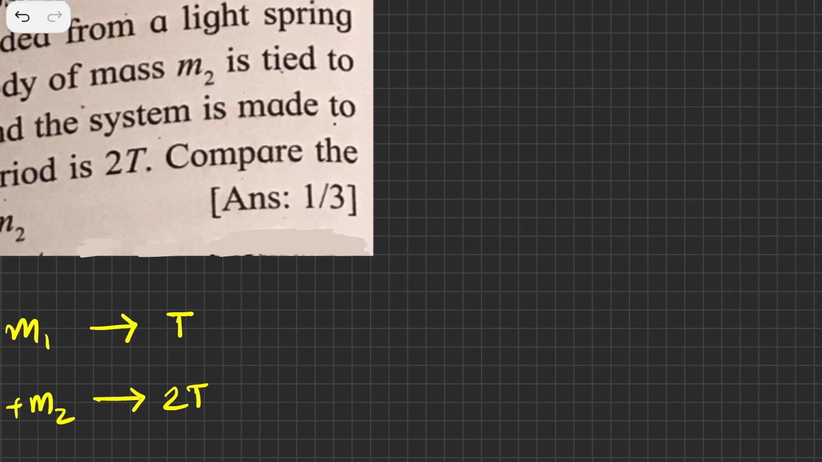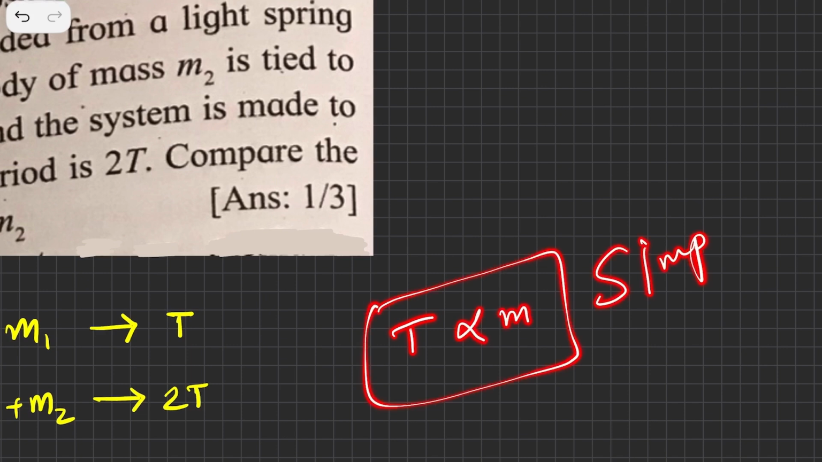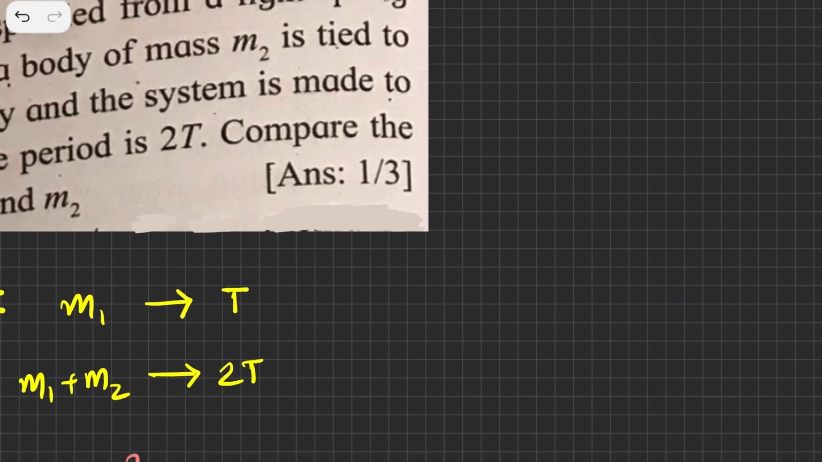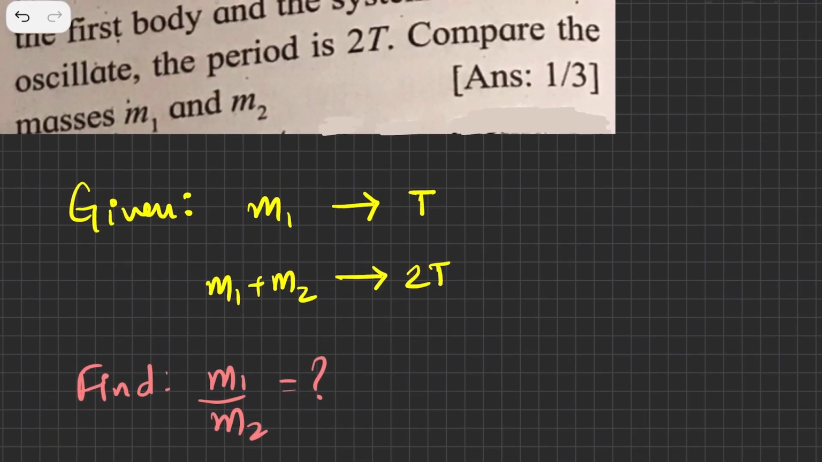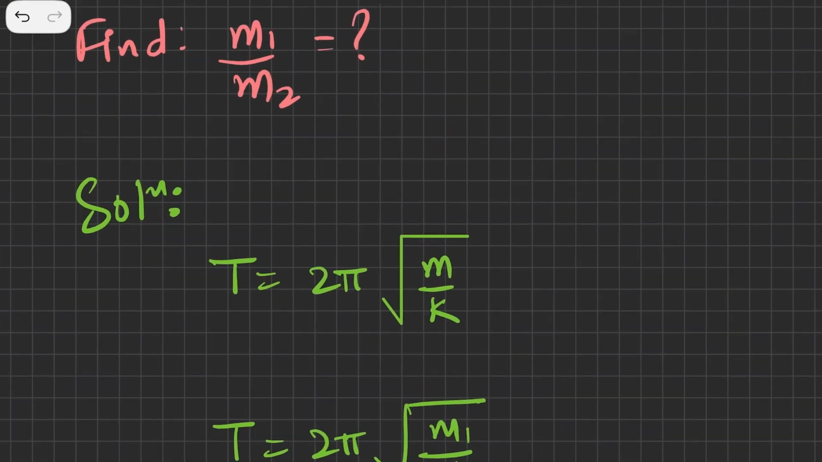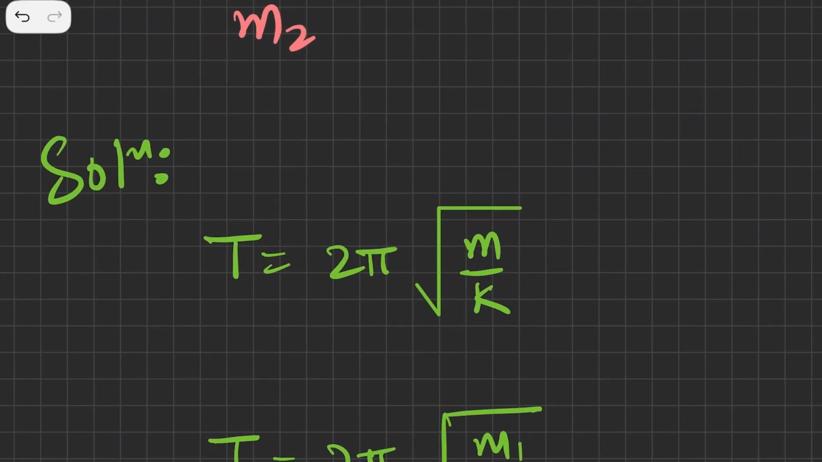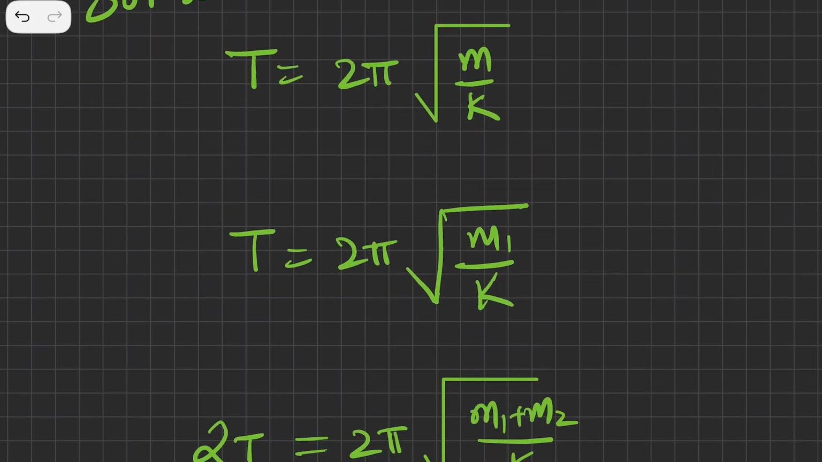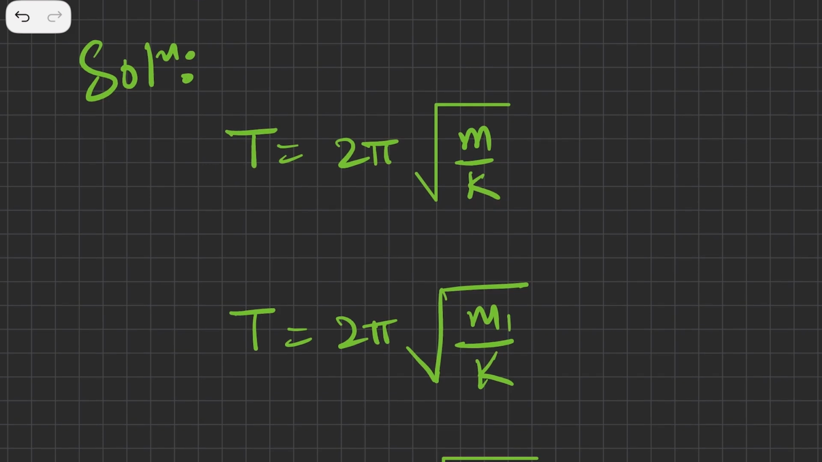Remember that time period does not depend on mass for a simple pendulum, but that is not true for a spring. For a spring we have a specific formula for oscillation. They are asking us the comparison of masses, that is m1 upon m2 is equal to question mark. We have a specific formula, t is equal to 2 pi root of m by k, and we will use this formula for m1 and also for m2.